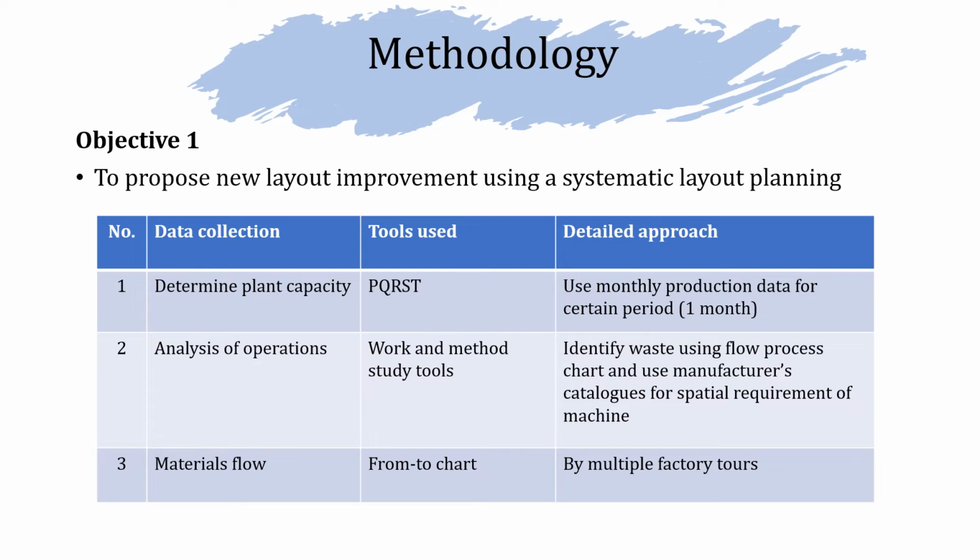Second in the methodology is analysis of operation, where work and method study will be used to identify waste using flow process chart, and manufacturer catalog is used for special requirements of machines. And a from-to chart is used to determine the material flow.